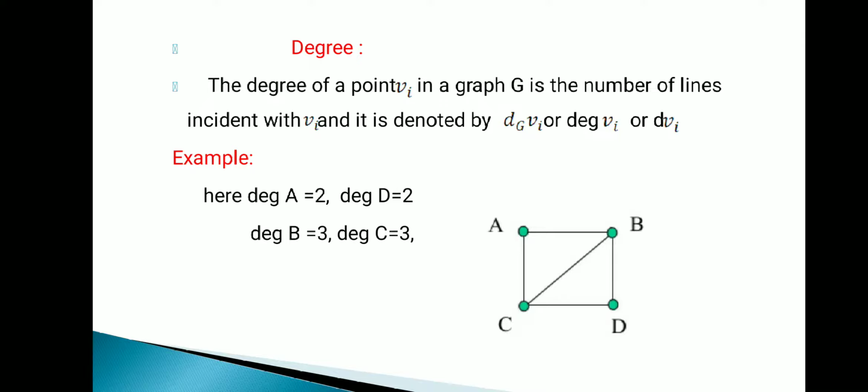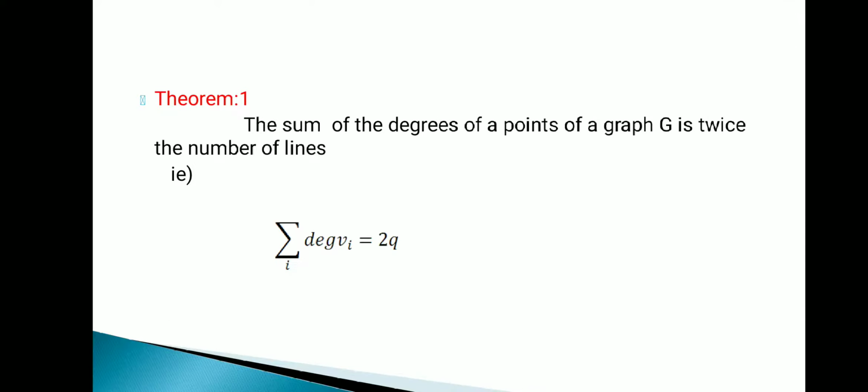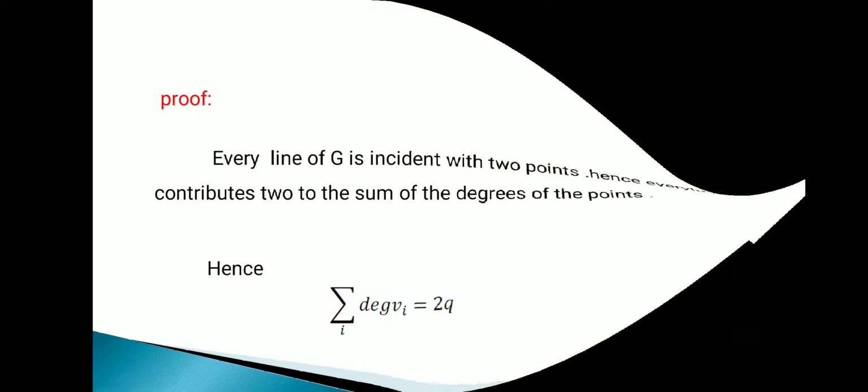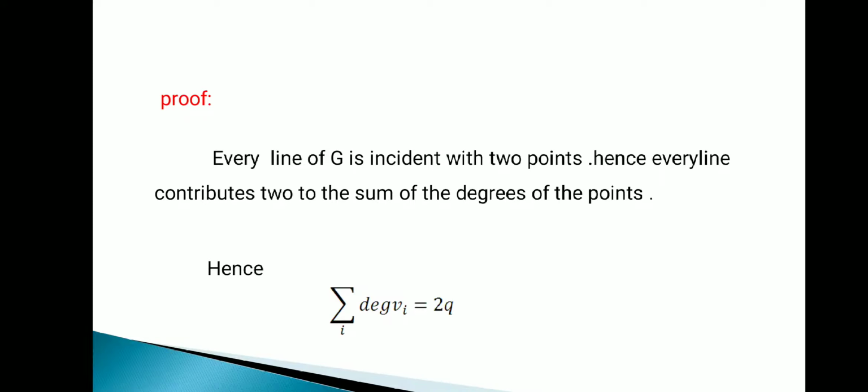Next, we describe degree and we will prove a theorem: the sum of the degrees of the points of a graph G is twice the number of lines, that is, the summation of degree of vi equals 2q. Proof: every line of G is incident with 2 points. Hence, every line contributes 2 to the sum of the degrees of the points. Hence, the summation of degree of vi equals 2q.